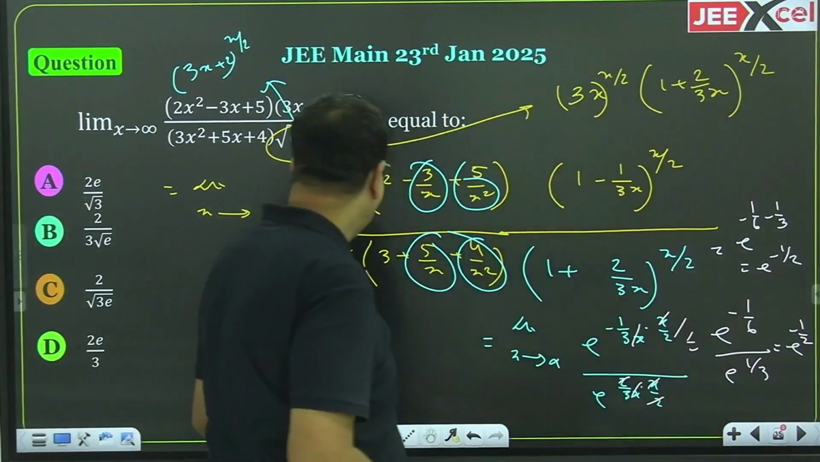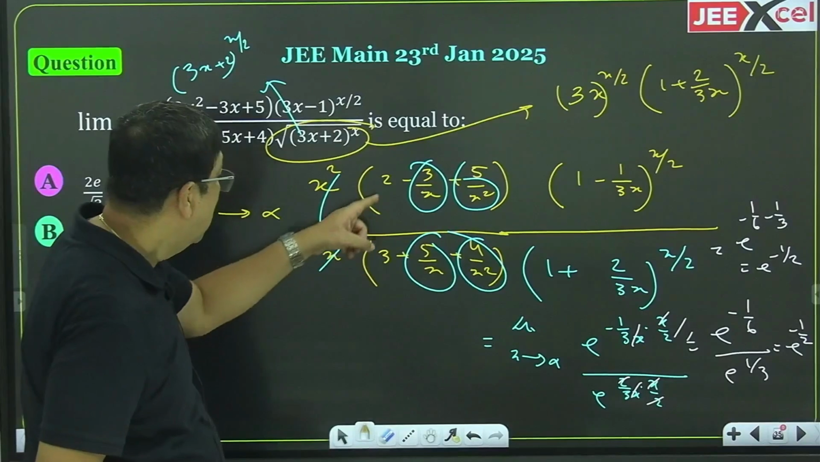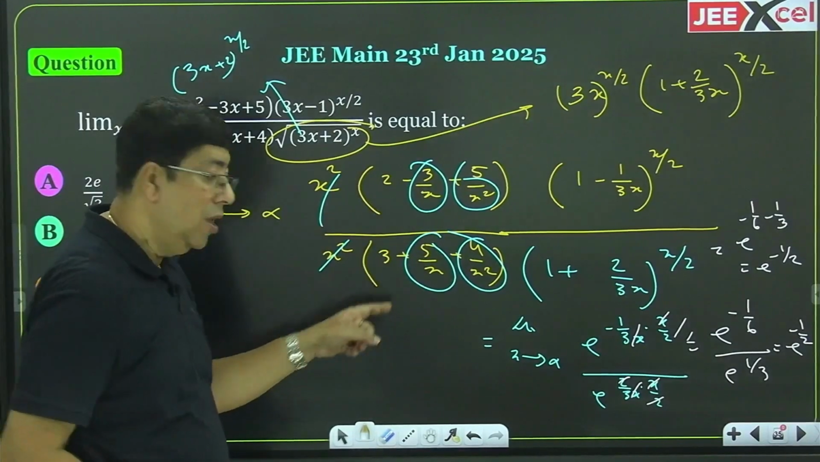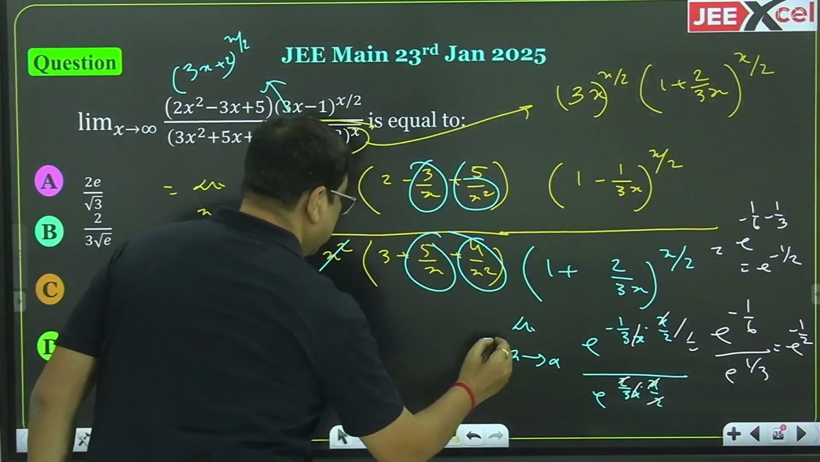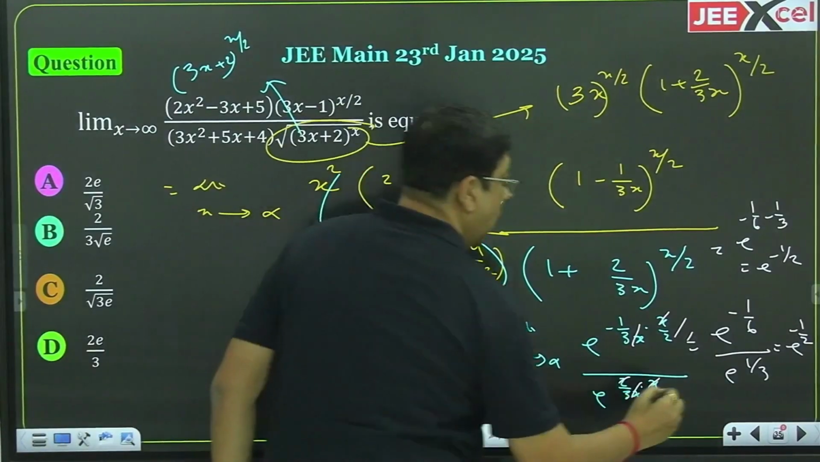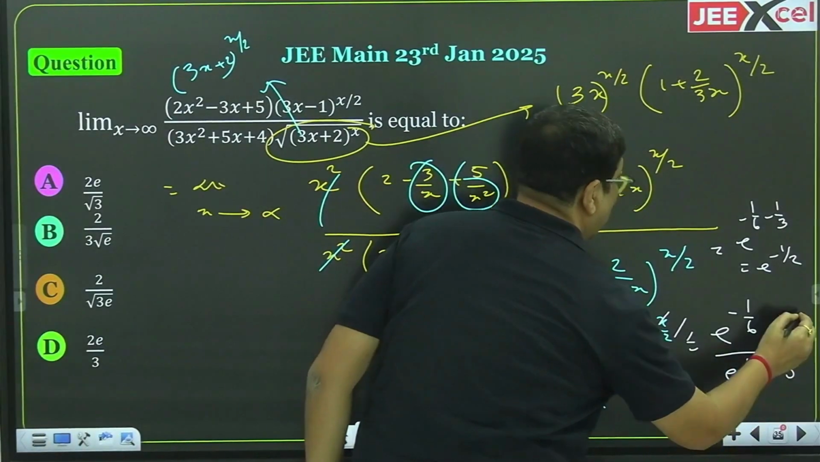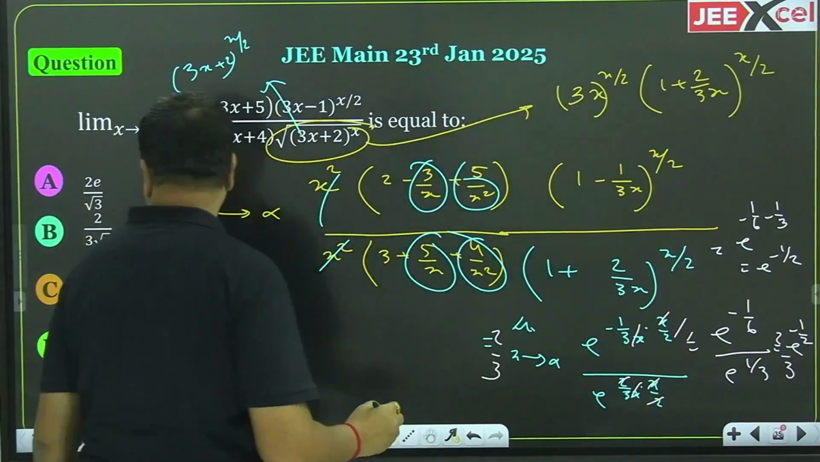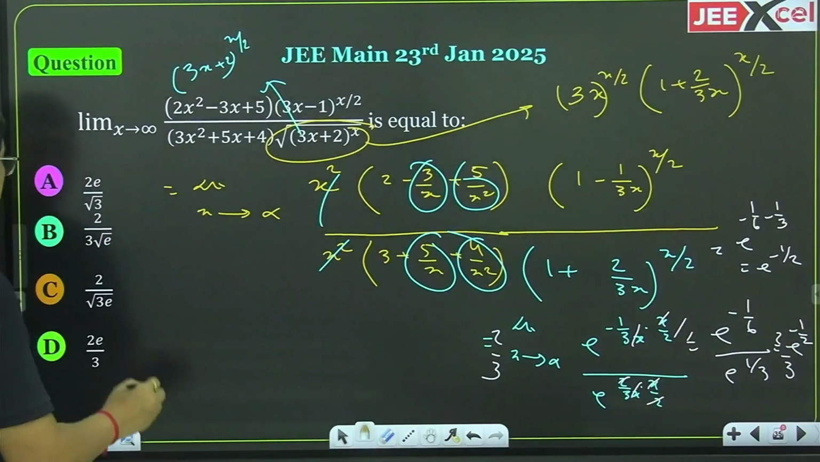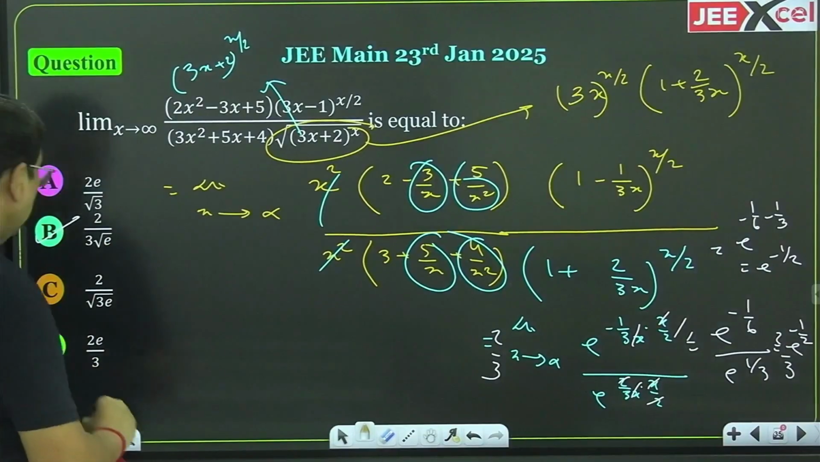But one thing I forgot. This will be 2 by 3. The rest all becomes 0, this will be 2 by 3, so we will carry 2 by 3 here. So what is the final answer? 2 by 3 times 1 by root e. B is the final option.